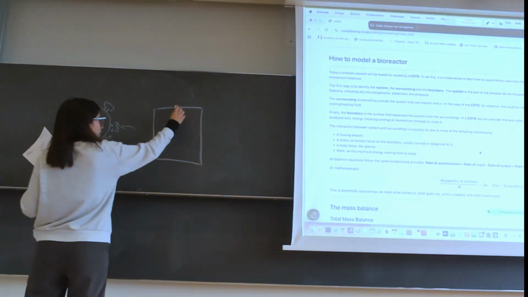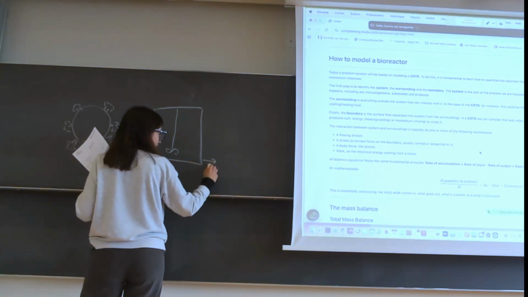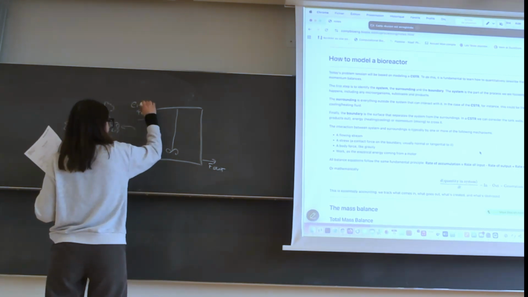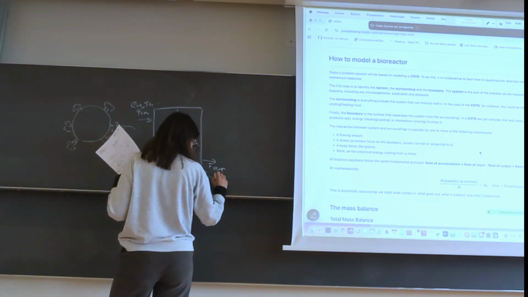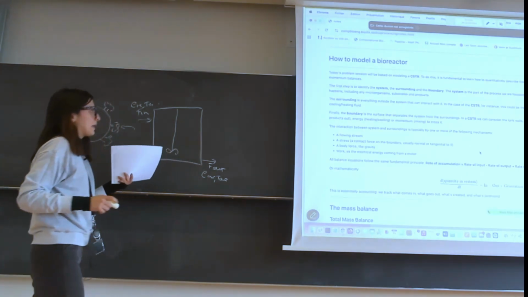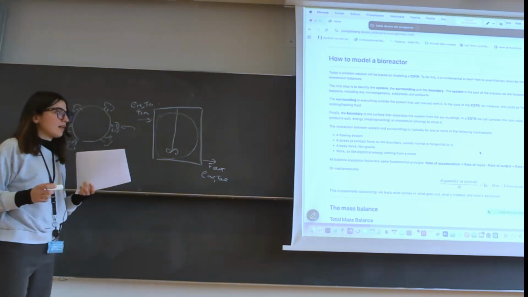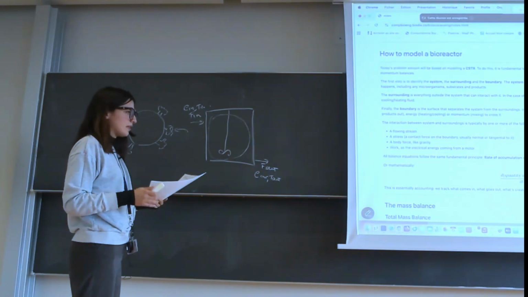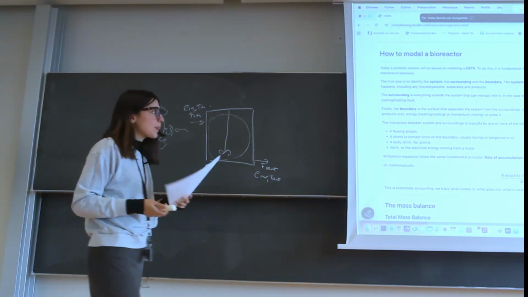So we have the fan. So we have a certain inflow, a certain outflow. Then we can have a concentration, temperature, etc., and a concentration and temperature of the out. So in this case, the system is here. It's all the things that are inside the tank, because it's the place where the reaction happens.